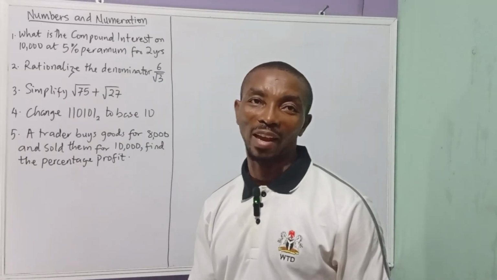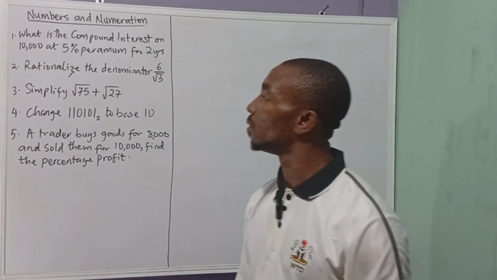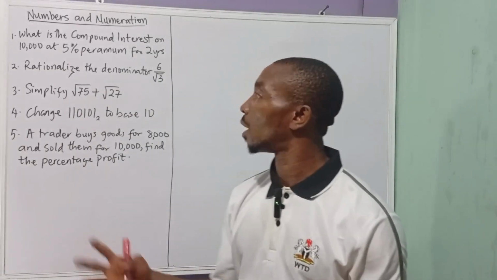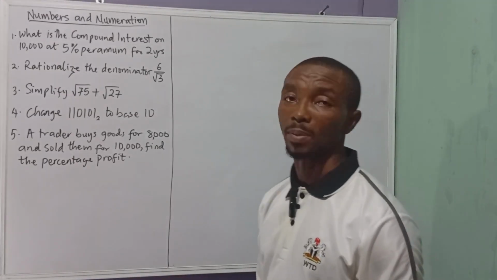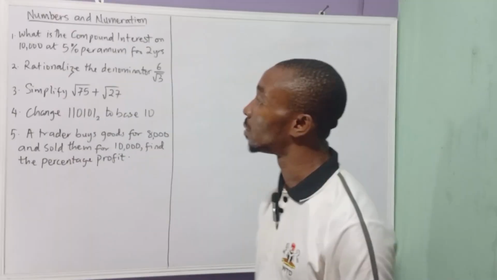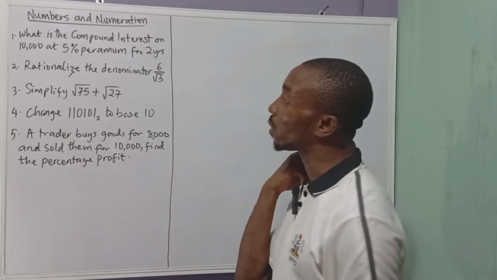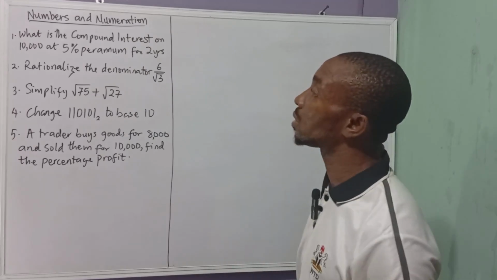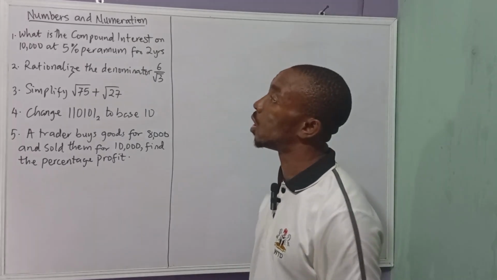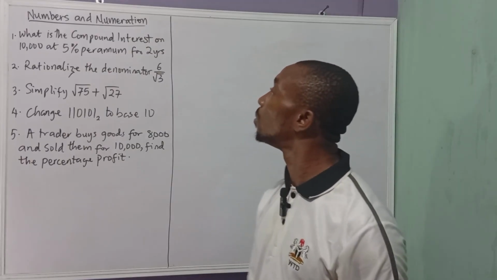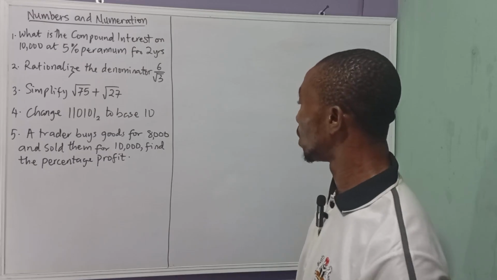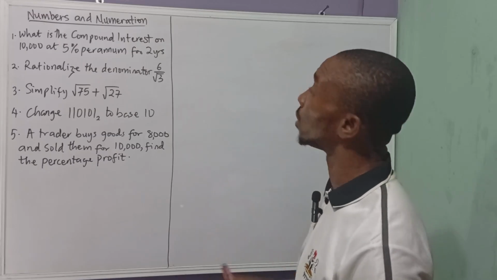Our next topic is on number and numeration, which has a percentage rate of about 20% for our forthcoming exam. Now, the first question we are looking at says, what is the compound interest on 10,000 at 5% per annum for 2 years? Okay, compound interest.